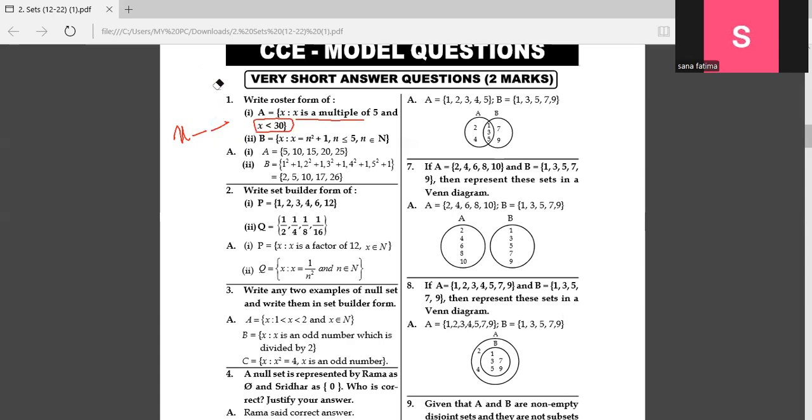Okay, now let us write down. What are the multiples of 5? 5, 10, 15, 20 and 25 are the multiples of 5 which are less than 30.